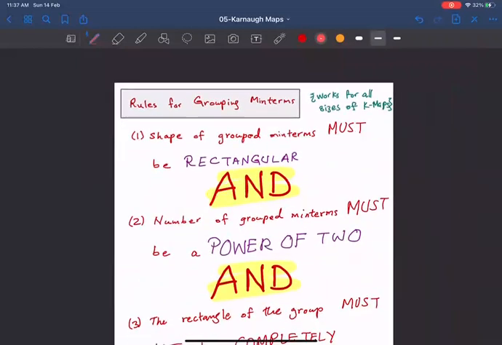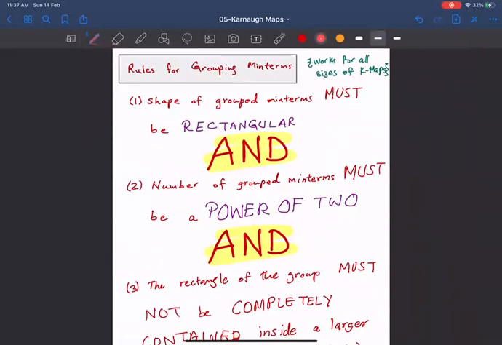Let me just make it smaller so that you can see all the rules. Muhammad, please.